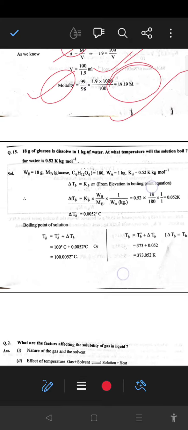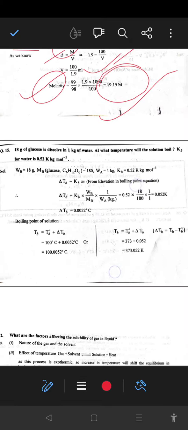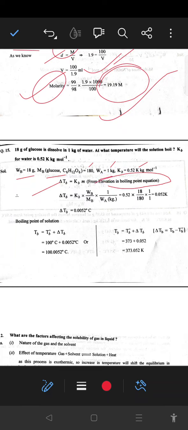Second, 18 gram of glucose is dissolved in 1 kg of water. ठीक है, जो गिवन स्टेटमेंट है लिख लवांगे: W_B is 18 gram, M_B of glucose is 180, W_A weight of solvent is 1 kg, Kb value is given. So the formula of elevation of boiling point is delta Tb equal to Kb into m, where m is the molality.